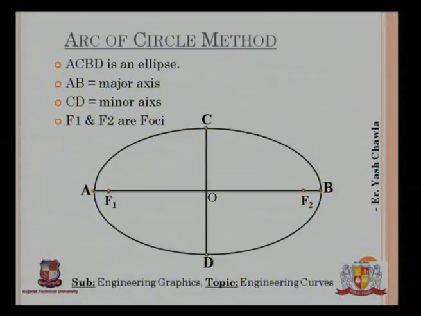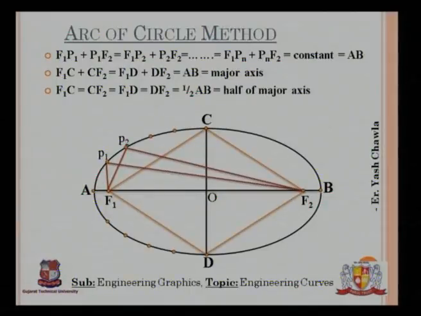Now in an arc of circle method, an ellipse has a major axis and a minor axis, right? Now here ABCD that is given on the screen is an ellipse. AB is given as the major axis and CD is given as the minor axis, and it has 2 focal points F1 and F2 as depicted on the screen. Okay. Now for the arc of circle method, these conditions have to stand true.